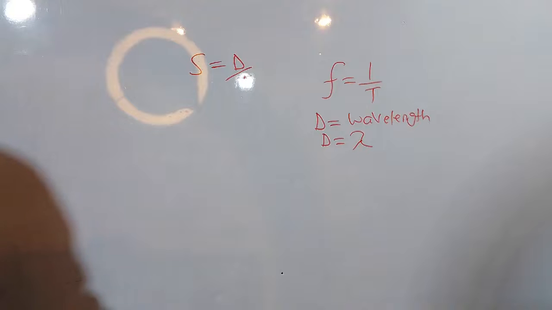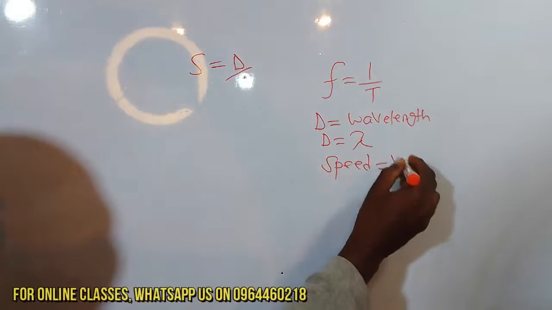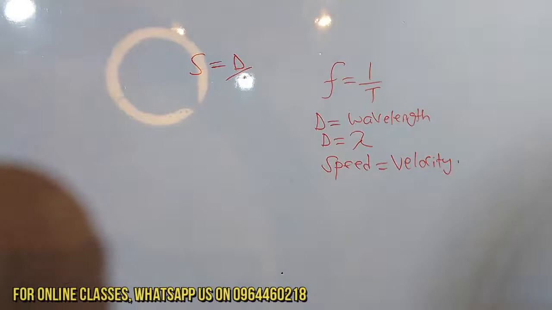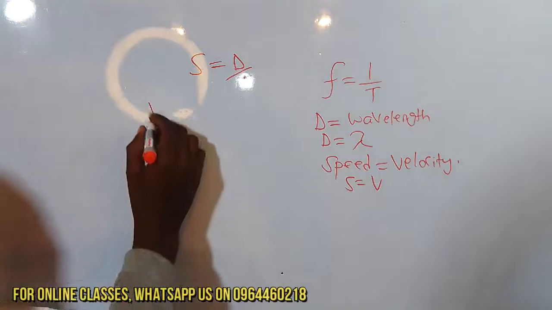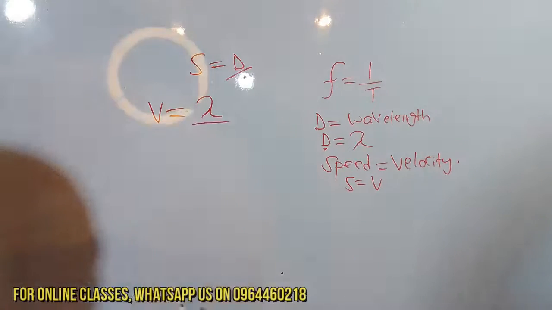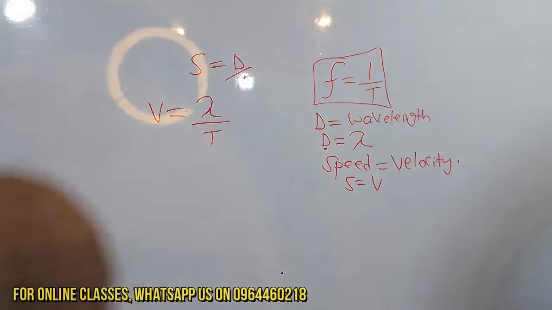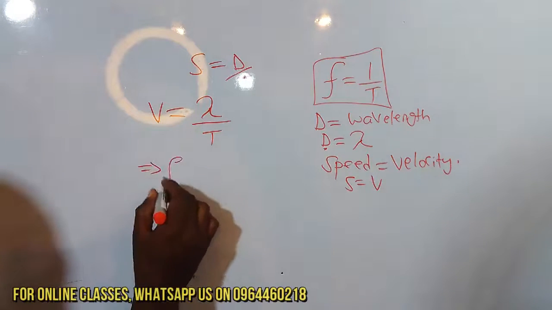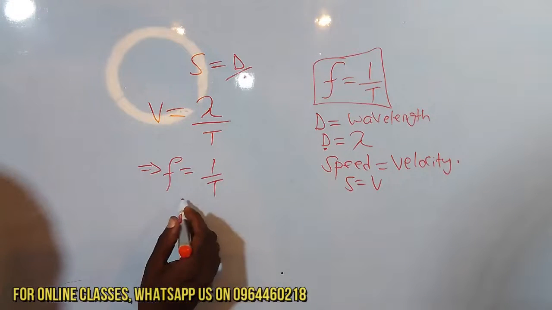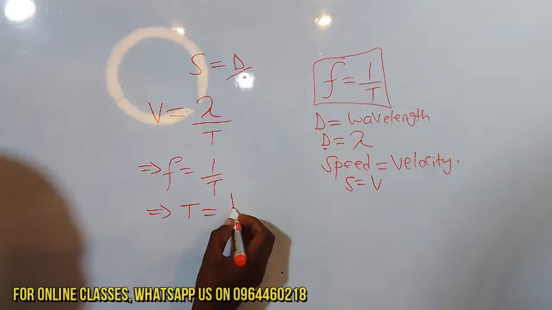The distance is the wavelength, which has the symbol lambda. Now this speed can also be substituted with velocity, so S equals V. So V equals distance, which is lambda, over t. From F equals 1 over t, we can make t the subject of the formula: t equals 1 over f.